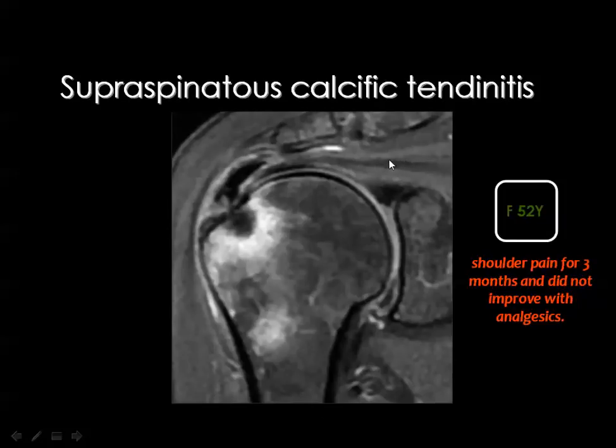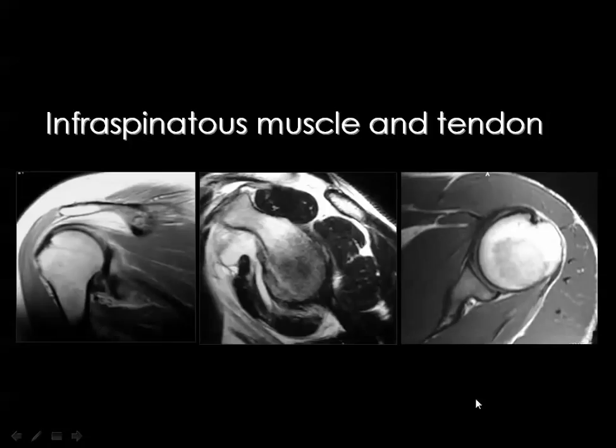And this is also calcific tendonitis seen by MRI. This is the supraspinatus muscle, and this is the tendon, and you can see that the tendon is not of regular contour or caliber, and it shows heterogeneous low signal in the MR images, and this is an indication of calcific tendonitis.